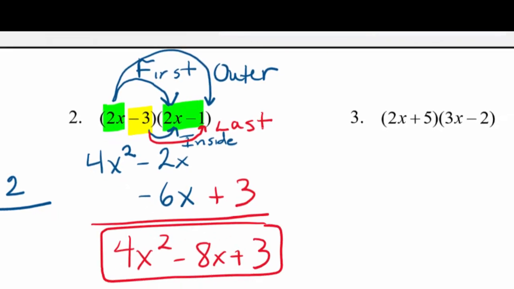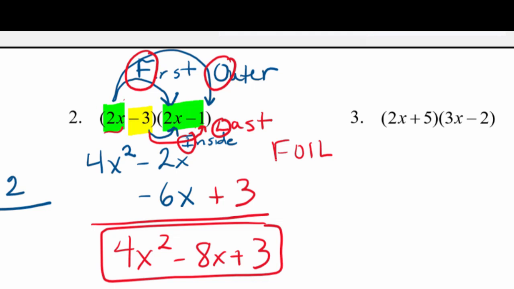What I wanted you to notice here is this. You've probably heard the word foiling, and here's where it comes from. The F from multiplying together the first terms in each parentheses. The O comes from multiplying the outside terms, so that would be the 2x with the negative 1, so those are the outer or outside terms. The I comes from multiplying the inside terms, which would be the negative 3 times the 2x. And then the L comes from multiplying together the two last terms. So you will often hear people say, oh, I'm going to FOIL that. And that's what they mean by that, we're going to multiply two binomials in this way.